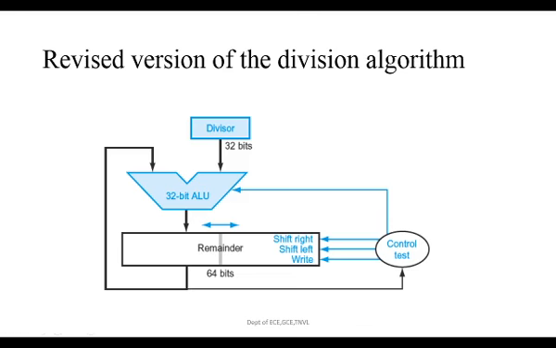Whereas we are having only 32 bits here, and the control test operation tells us when we need to shift the divisor register and when we need to shift the quotient register. Everything is controlled by this control test register.